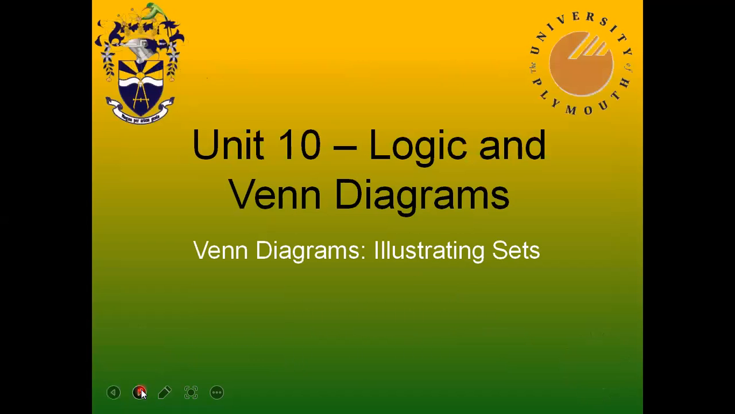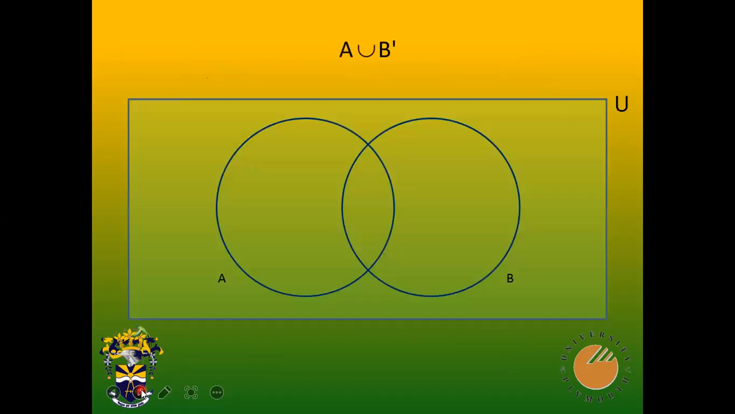So now another Venn diagram illustrating sets. A union B complement: the first ball is A and the second shaded ball will be B. Then this is the figure of A union B complement. That means the A and B portion will be deleted from the universal set.